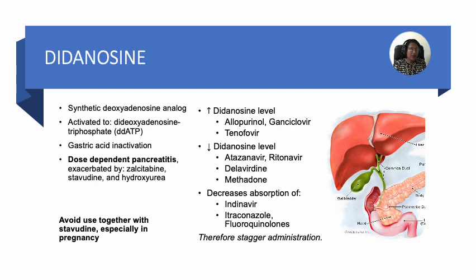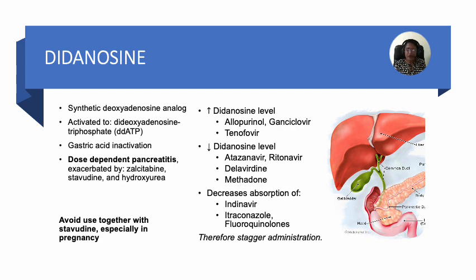Didanosine causes dose-dependent pancreatitis, so you avoid giving it with zalcitabine, stavudine, and hydroxyurea. What happens with serum levels when given together with allopurinol, ganciclovir, and tenofovir? Didanosine levels increase. They decrease if atazanavir, ritonavir, delavirdine, and methadone are used together with it. And this may trigger a condition if methadone is being used: methadone withdrawal syndrome might occur.